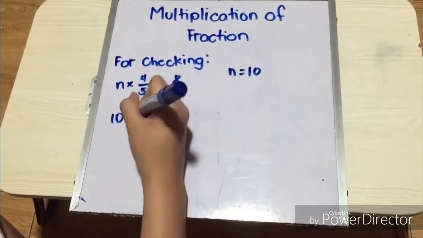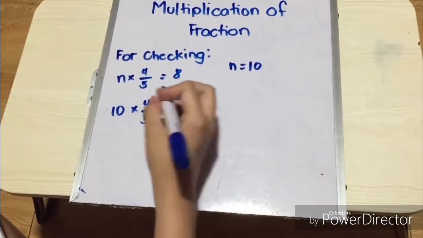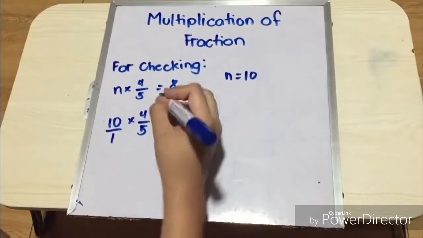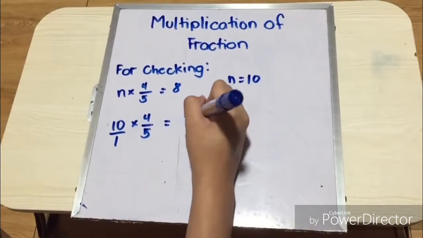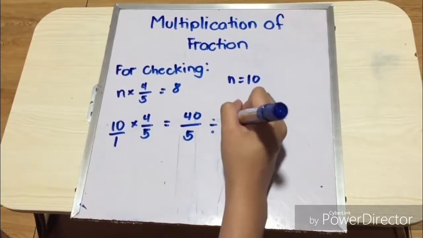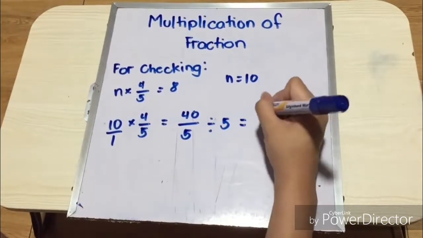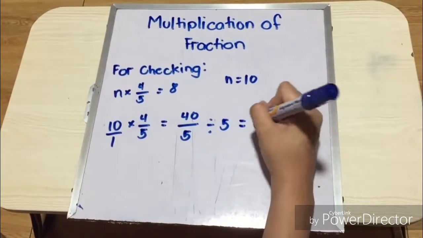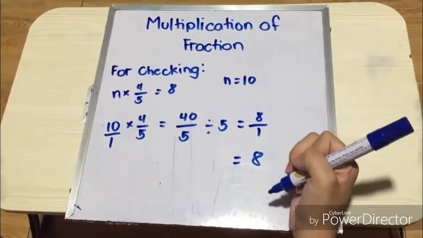So 10 times 4 over 5. We just need to put denominator 1. Then 10 times 4 is 40 over 5. Then it can be divided by 5. Then the answer will be 8 over 1 or 8. And it is the same as in the given.